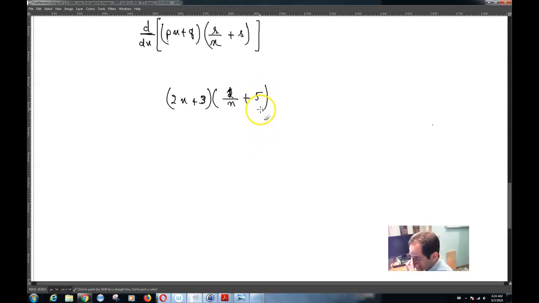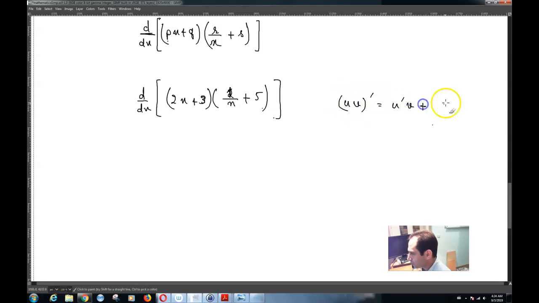And how would you find the derivative of this function? You would use the product rule. The product rule tells you that (u times v) prime is equal to u prime times v plus u times v prime. You first take the derivative of the first function times the second function, plus the first function times the derivative of the second function. That's basically how you would do it.